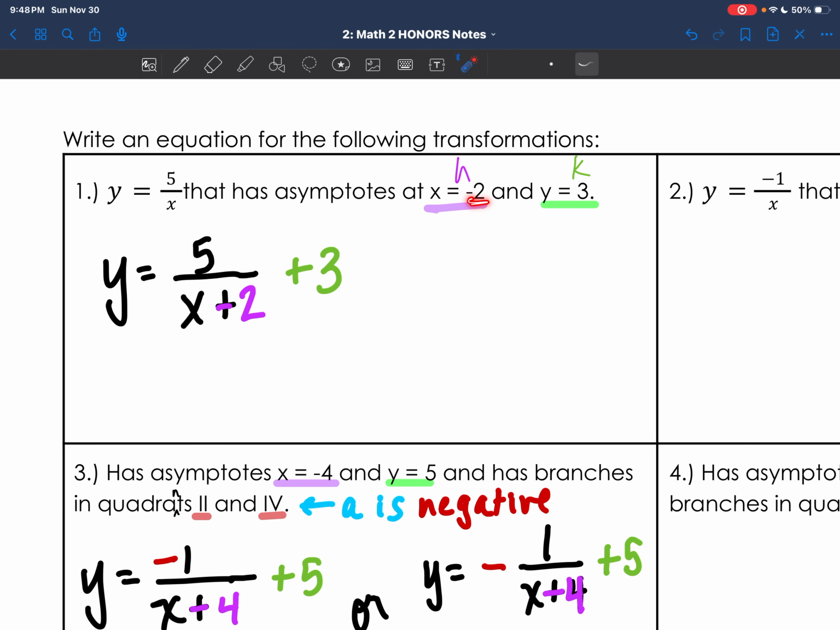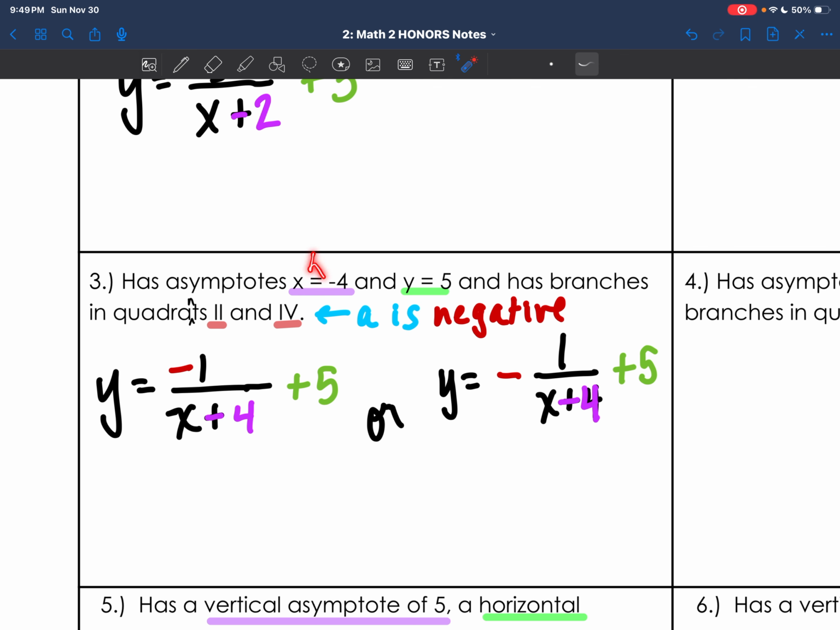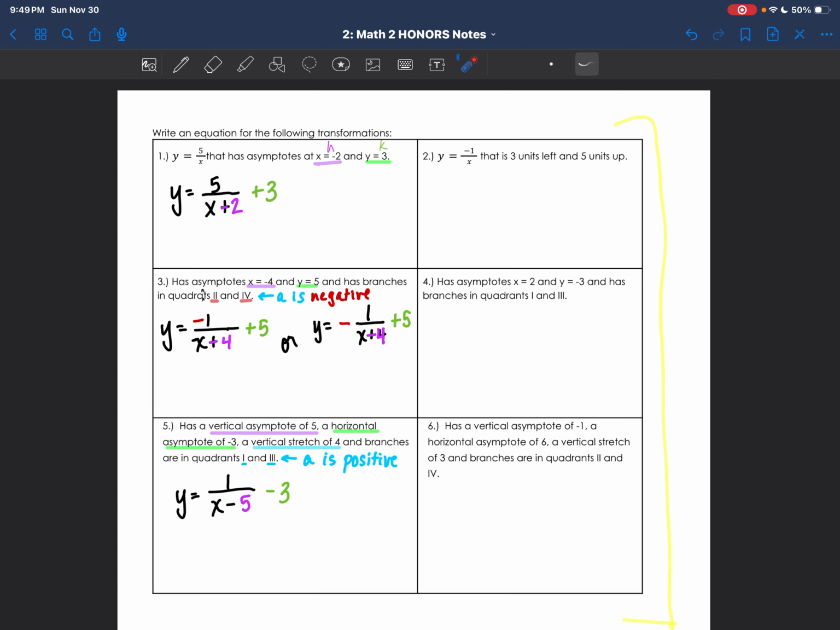And then here, if it has an asymptote, remember, that's your h, that's your k, but it has branches, and it's supposed to say quadrants, it was misspelled, 2 and 4. If it's 2 and 4, a is negative, so make sure you make a negative. And then this is your h, is -4, so you need to write x plus 4, and then k is k. So you can write it this way, where you put the negative up here, or you can put the negative out front. Either way works. All right, I want you to try that one.